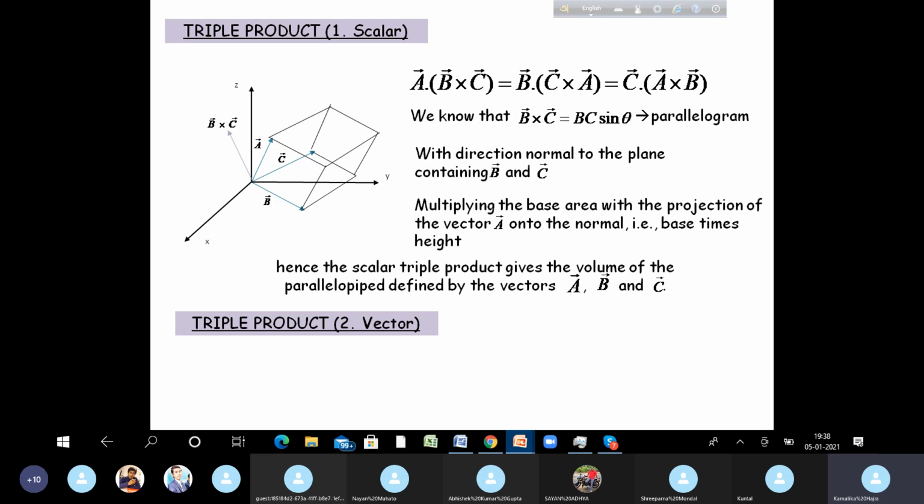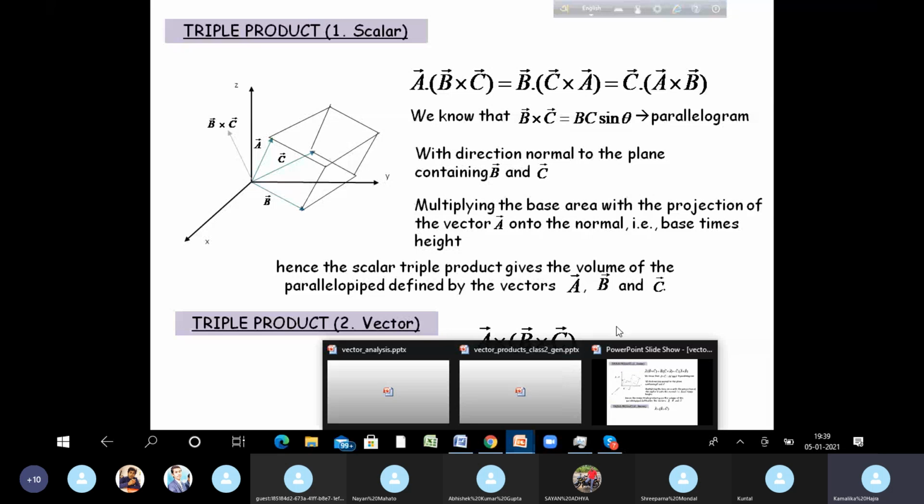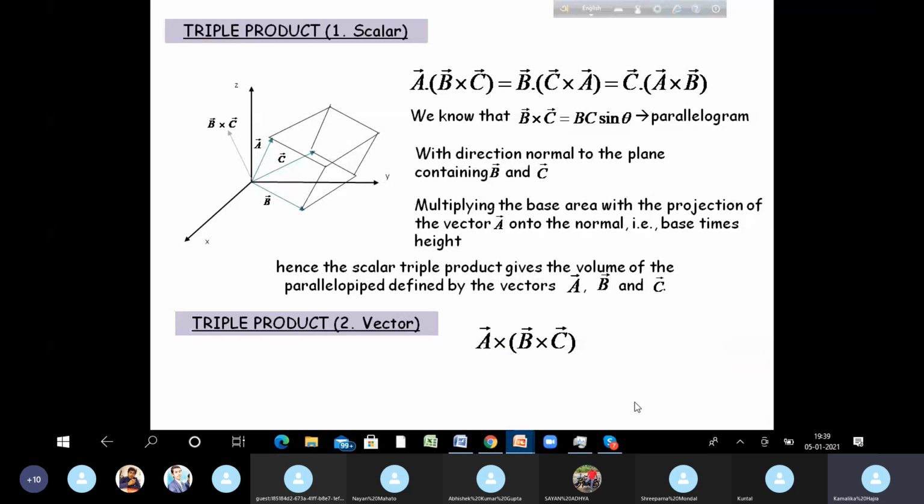The other form of triple product is the vector product. It doesn't have a lot of geometrical significance. You only need to know the formula. It is just A cross B cross C. But you have to remember that since this is a cross product, you cannot interchange the positions of the vectors. In the scalar product, you could interchange the positions and the result remains the same. In the vector product, you cannot interchange the positions because that will change the value of the product.